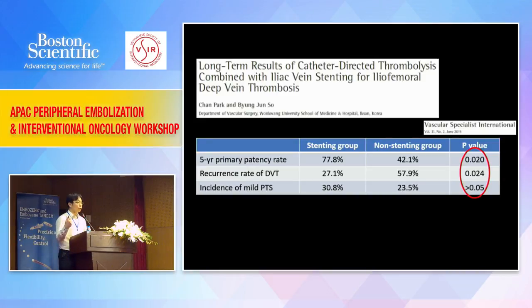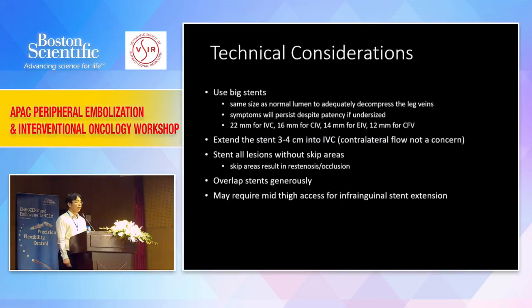Long-term, with a combination of iliac stenting, the patient will do very, very well. Patency rates, as you can see, after 5 years do really very well. But there are some technical considerations as you are starting out. Please use big stents. Use the same size as you would in a normal lumen so as to make sure that your veins are adequately decompressed. Okay, the symptoms will persist if your stent is undersized, despite the stents being patent.